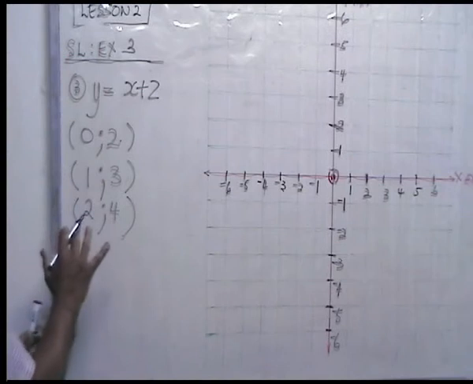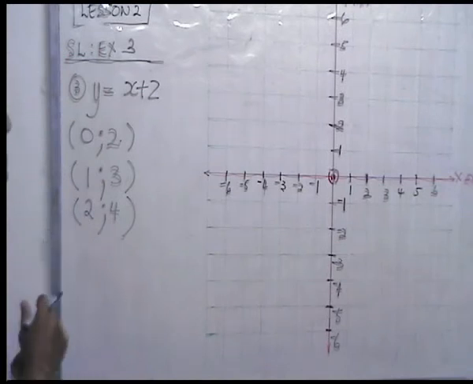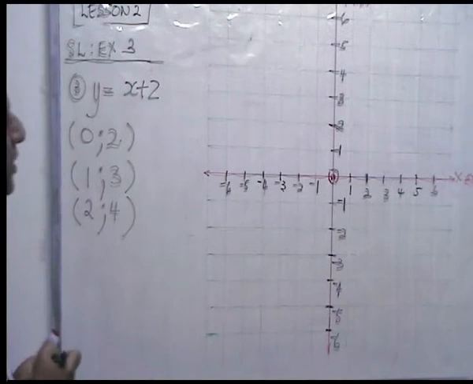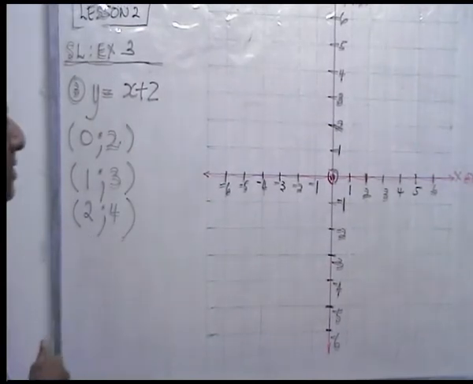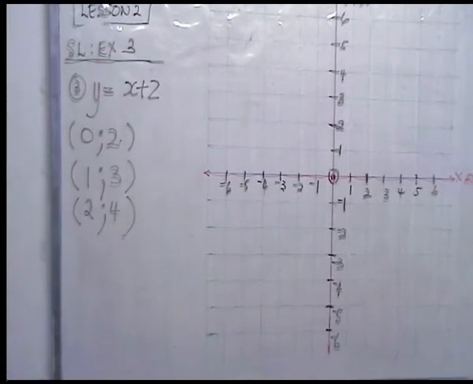Now what I'm going to do is I'm going to ask you to try to draw this. You try to draw it, and then after that I'm going to do it for you. Go ahead and try it because the method is exactly the same, just like how you did number 1 and 2. So your ordered pairs for number 3 are 0, 2, 1, 3 and 2, 4. And the equation of your graph is y is equal to x plus 2.